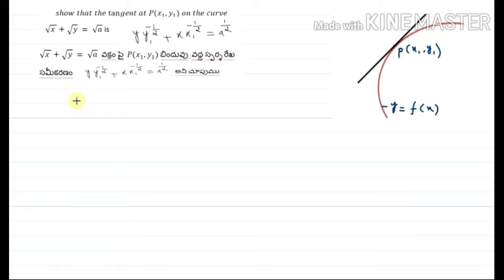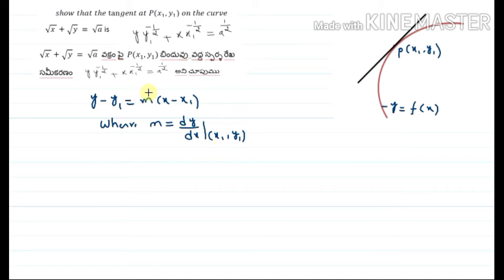So already we know the tangent equation formula. y minus y1 is equal to m into x minus x1, where m is equal to dy by dx at (x1, y1).